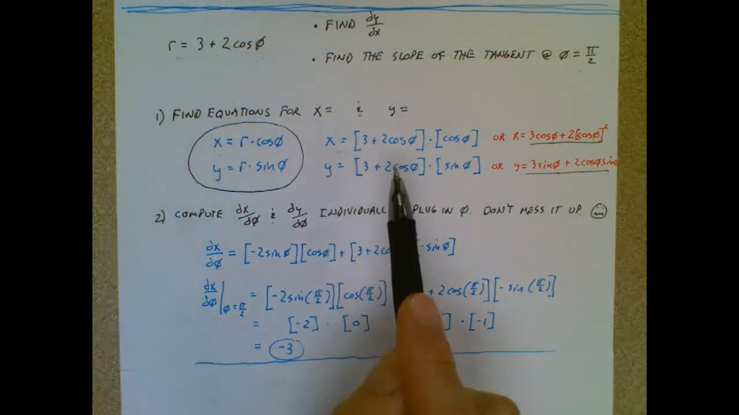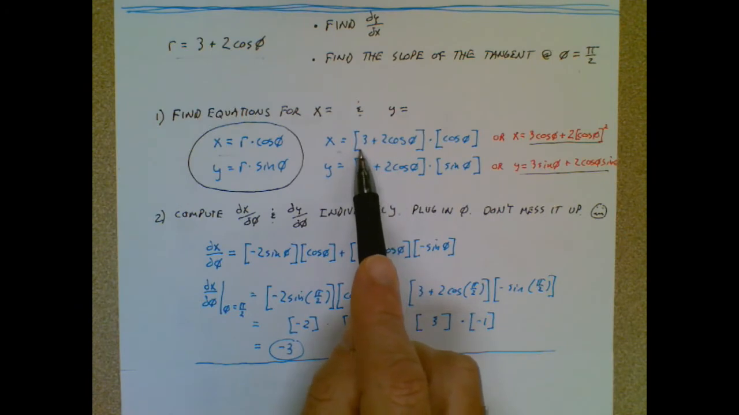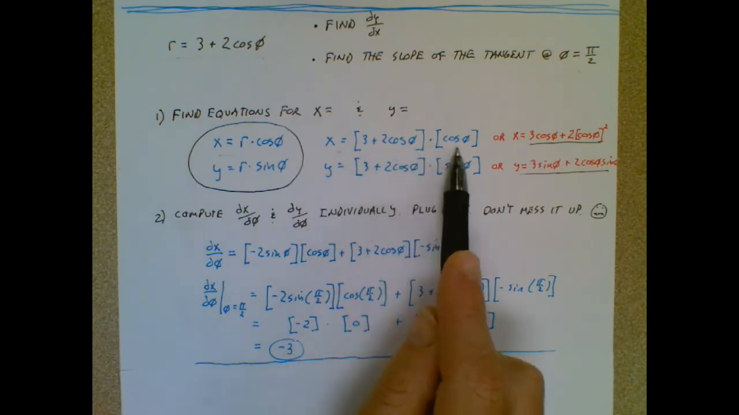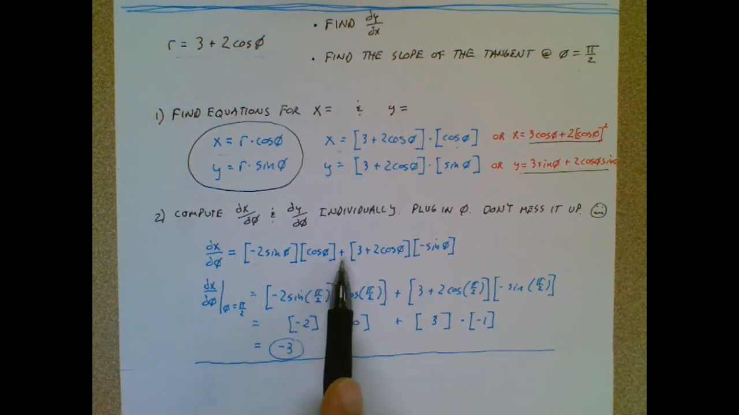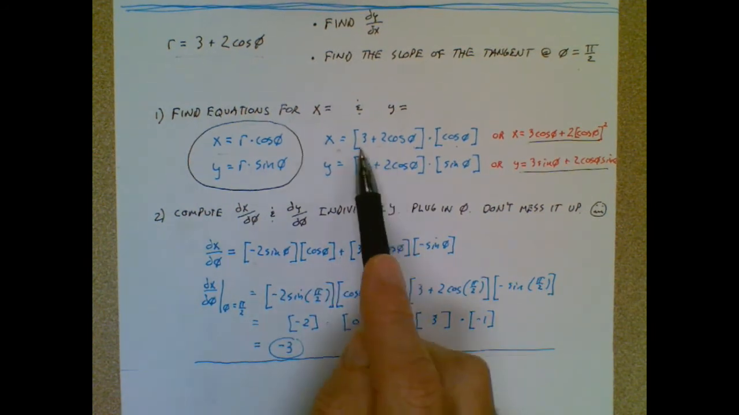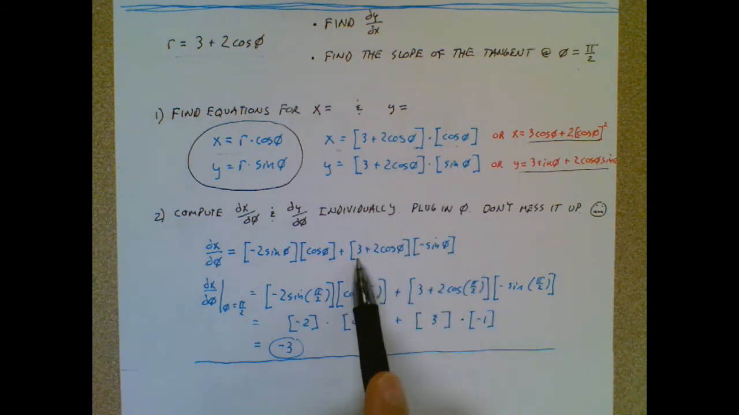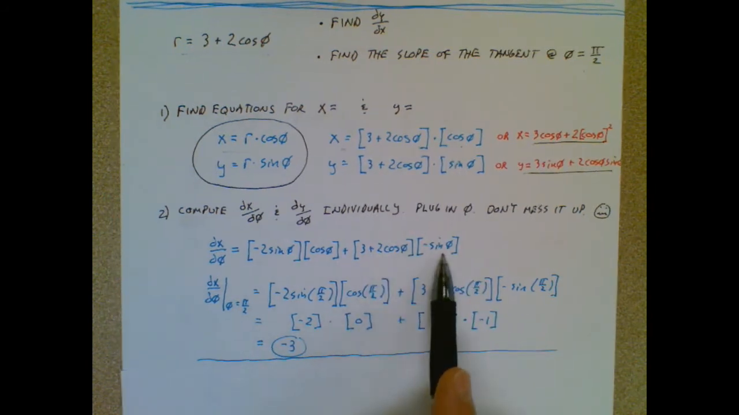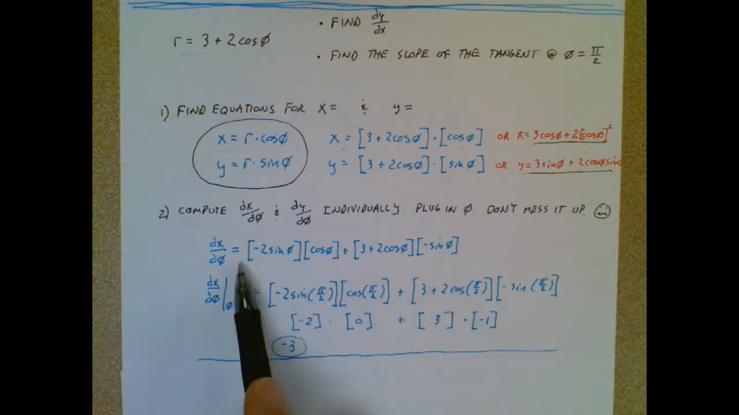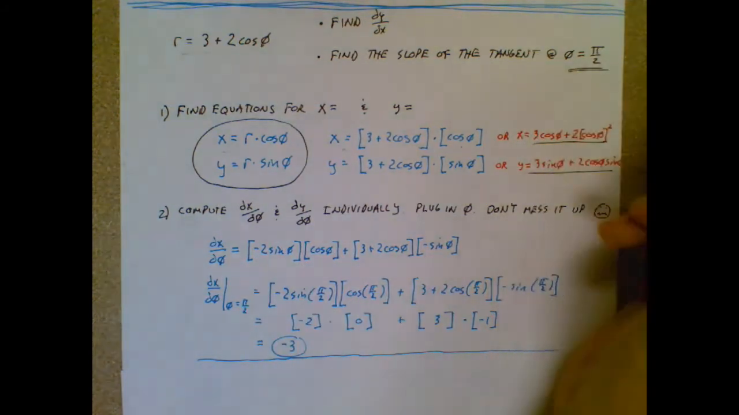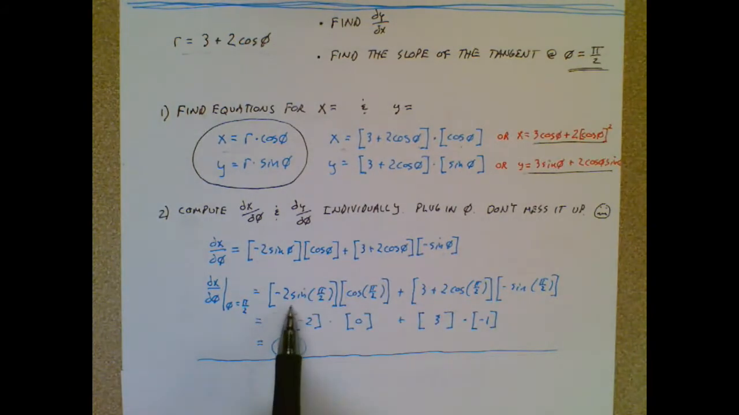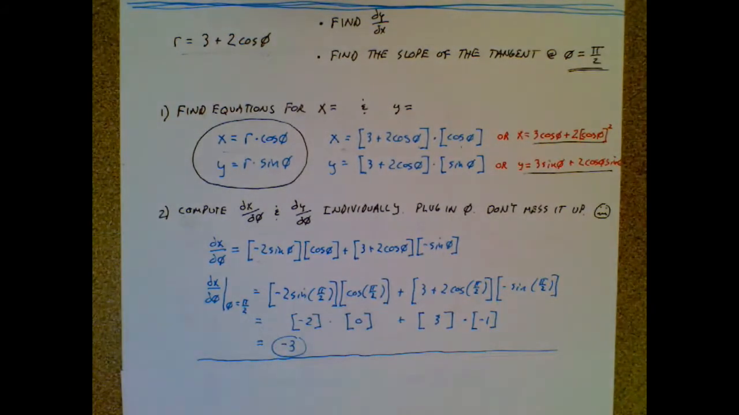But what I have is the product rule: derivative of the first times the second plus the first times the derivative of the second. This is dx/dθ in general. Since eventually we're going to be doing this at π/2, I went ahead and plugged π/2 into that equation, and I got out a negative 3. There's a lot of stuff there.